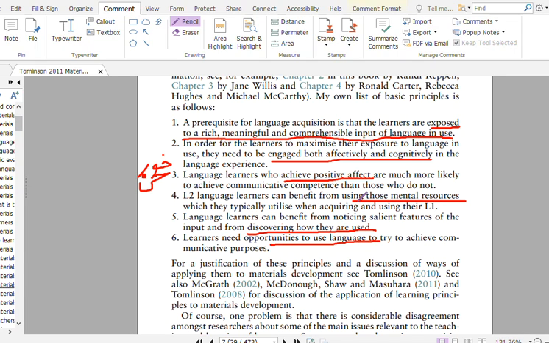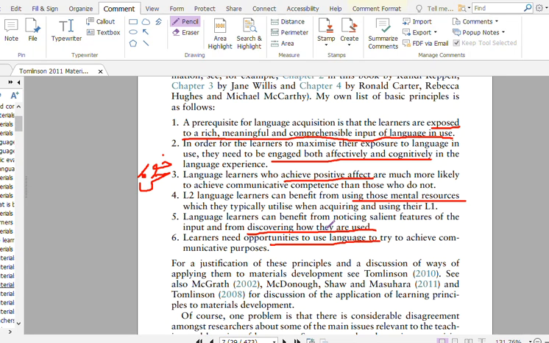Number 4: L2 language learners can benefit from using those material resources which they typically utilize when acquiring and using their L1. So this refers to the materials that they used to use in their L1. The materials which are authentic, the materials which are natural. The other one is that we should not directly teach our students, but we should provide them, for example, the space or opportunity for discovering. Students should be given the space for discovery.